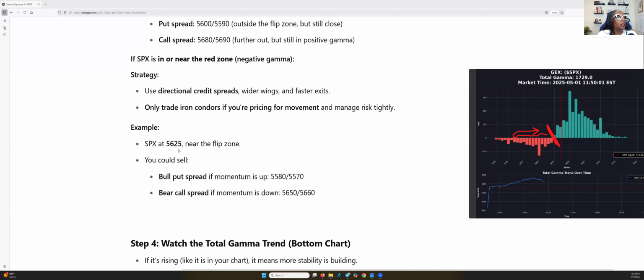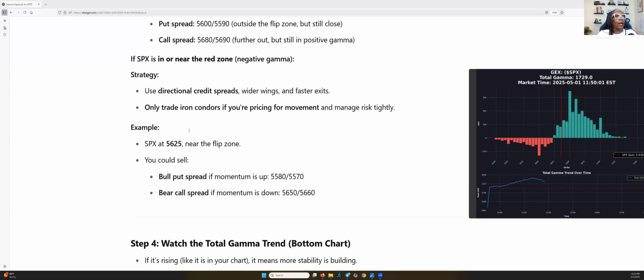Okay. So, for example, if SPX was near the flip zone, let's say it was at 56.25, then you could sell a bull put spread if momentum is up, 55.80 going upwards, or you could have done a bear call spread, 56.50 going down. Basically, if price is hanging out in this flip zone area, you could go outside of that area and trade if you wanted to. If price was hovering around in the middle area, you could go outside up here, outside down here, and trade out there. Or of course, you could wait and just see what actually happens.